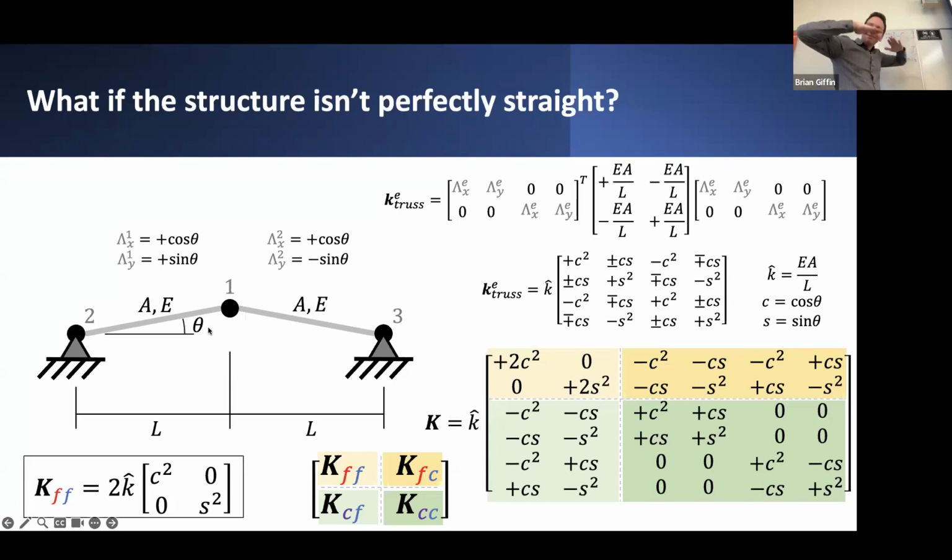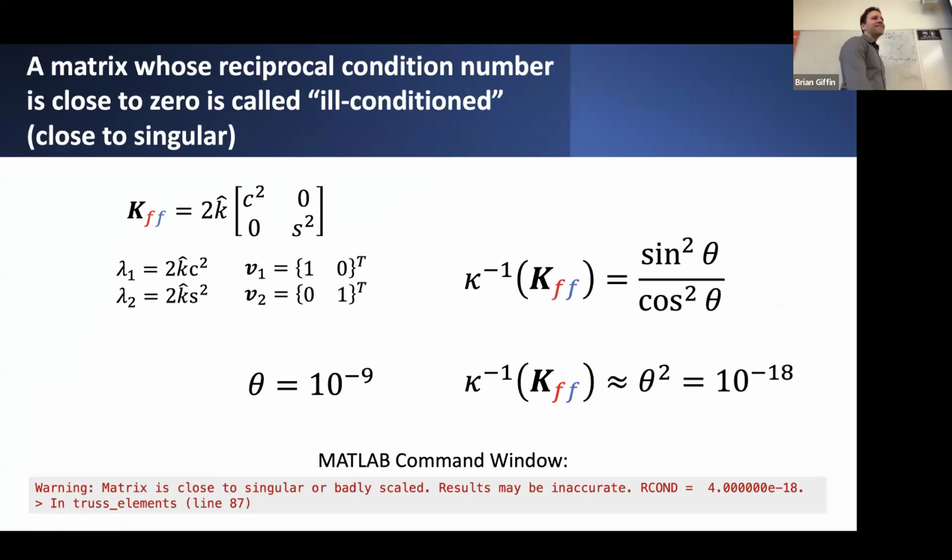In other words, if that angle of inclination of this member, theta, were really small, almost close to 0, do I still get this issue of MATLAB telling me that I'm trying to invert a 0 eigenvalue or something like that? It turns out it depends on the degree of precision you're working with in your computer. So let's suppose I chose theta equals 10 to the minus 9.